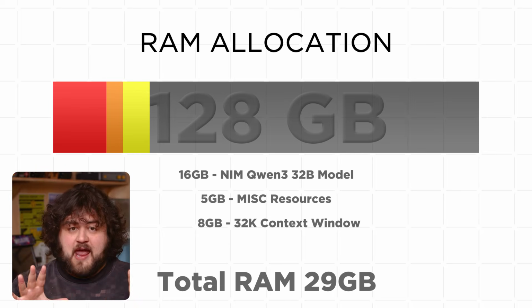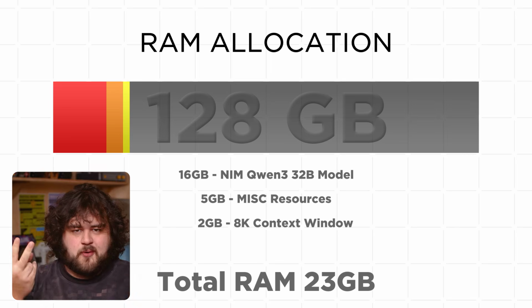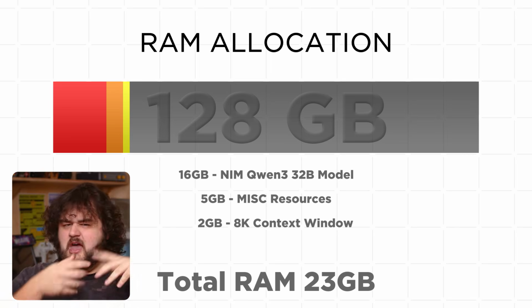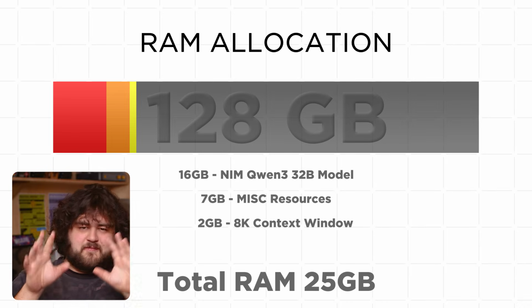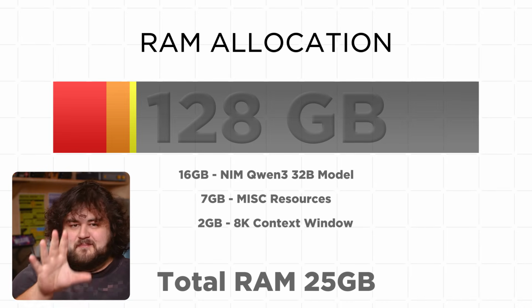Let's for now keep it an 8K token window. So that's 2 gigabytes plus 16 gigs of our Qwen model, and then say 7 more gigs for NIM and overhead and maybe a bit of breathing room. We only need 25 gigs of RAM, right? Well, yeah, maybe a bit more though.